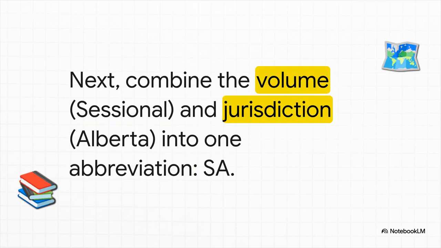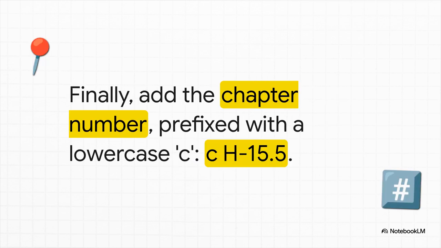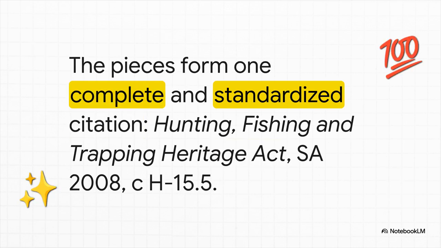Next up, we're going to combine the statute volume and the jurisdiction. So for this one, it's from a sessional volume from Alberta, which gets abbreviated down to SA. After that, we just pop in the year that the volume was published. For our example here, that's 2008. Simple enough. And finally, the last piece of the main puzzle, the chapter number. This is its unique ID inside that year's volume, and you always put a lowercase c right in front of it. And voila! You put all those pieces together, and you get this, a clean, complete, perfectly standardized citation.